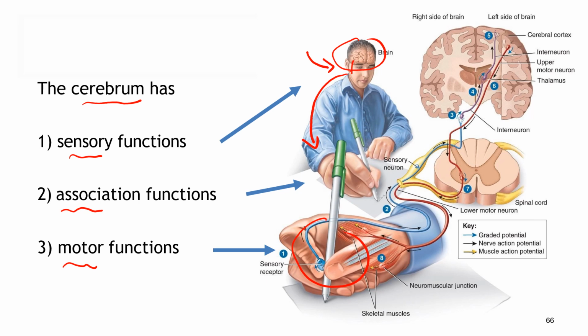Now in the following slides we're going to see what regions of the cortex of the brain will be in charge of sensory processes, or association, and what are the regions of the cortex that are in charge of motor functions.